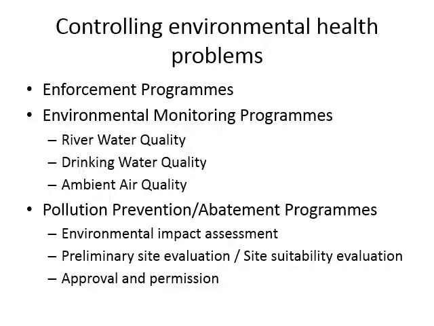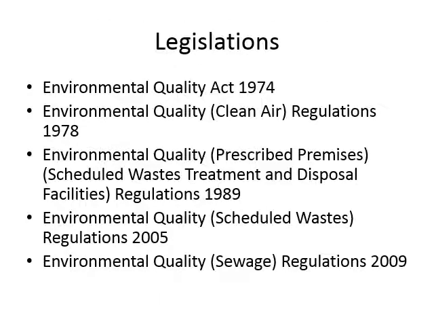In Malaysia, we have a lot of programs to control or prevent environmental health problems. These include enforcement programs, environmental water and air monitoring programs, and environmental pollution prevention programs. One of the main laws related to environmental protection in Malaysia is the Environmental Quality Act 1974. There are a lot of regulations under this act. These regulations serve as the rules and enforcement guidance in various fields and aspects of environmental protection.